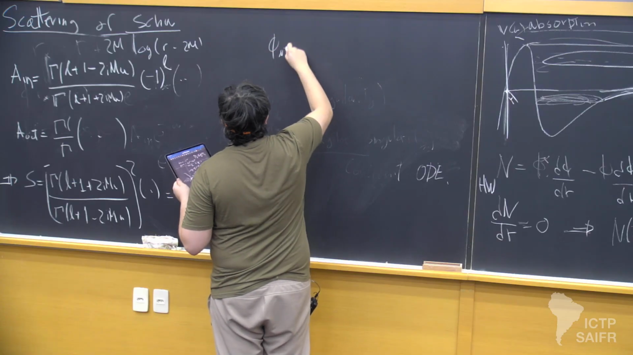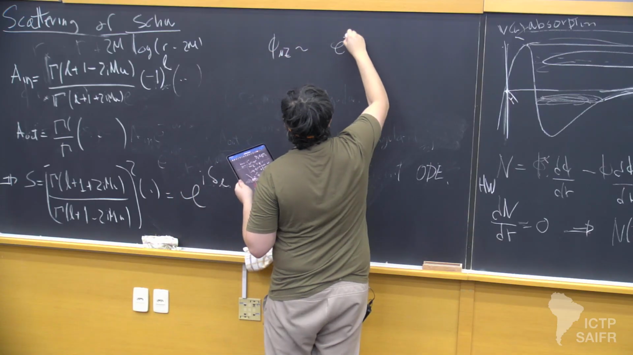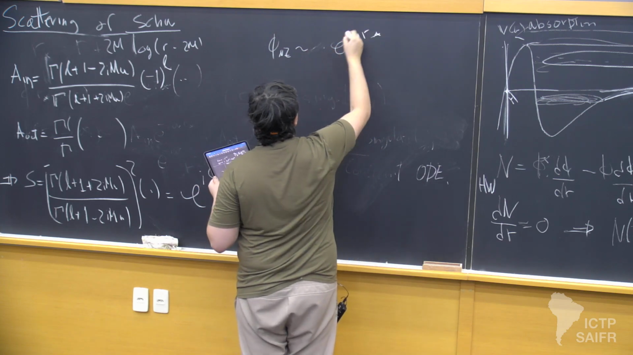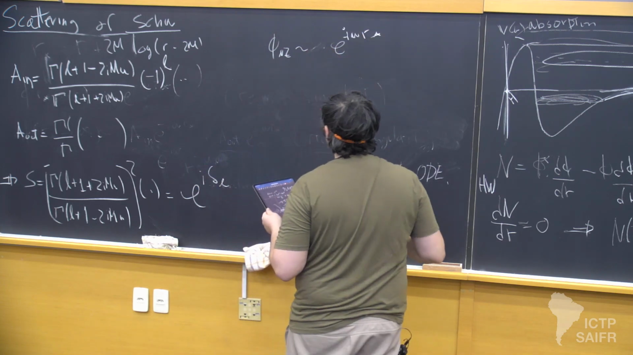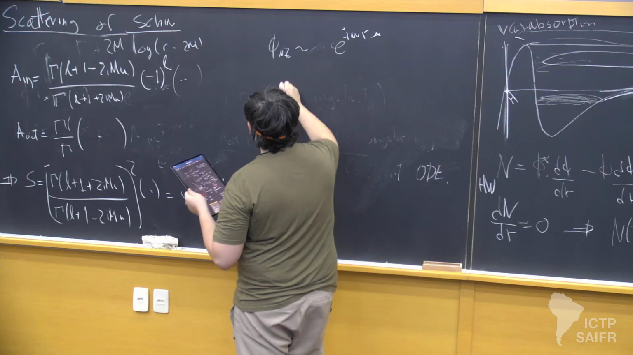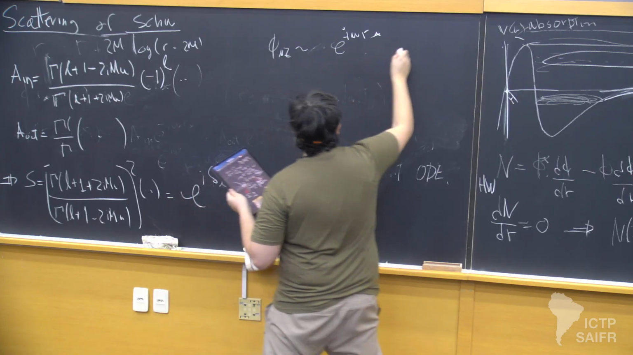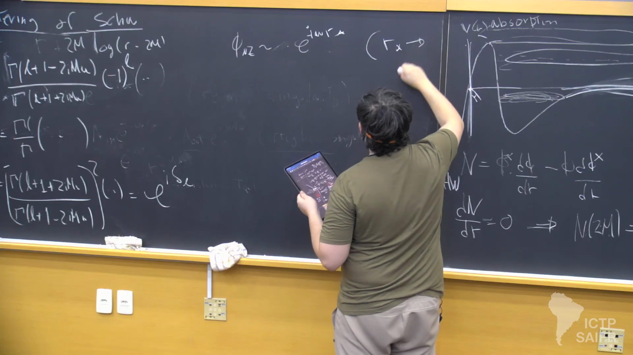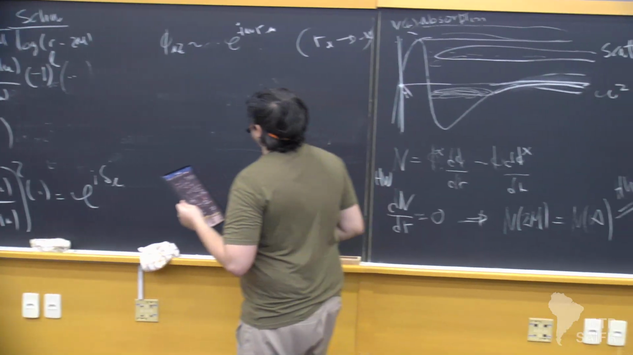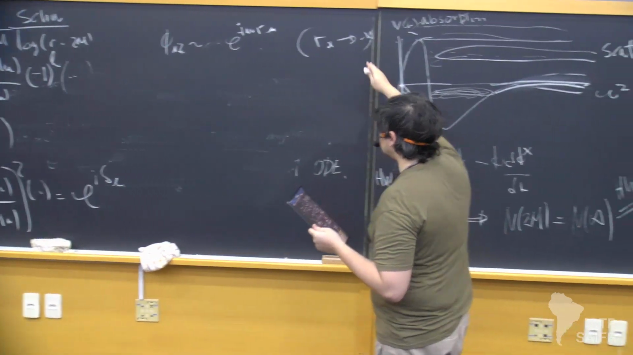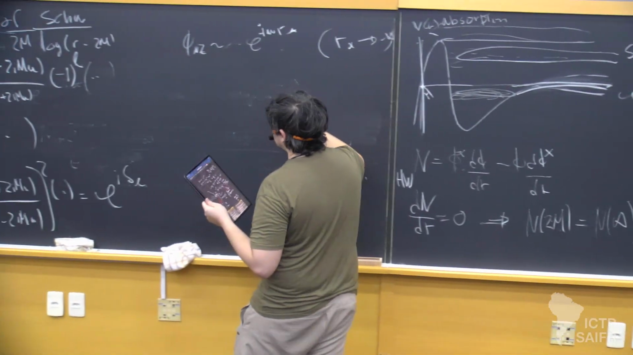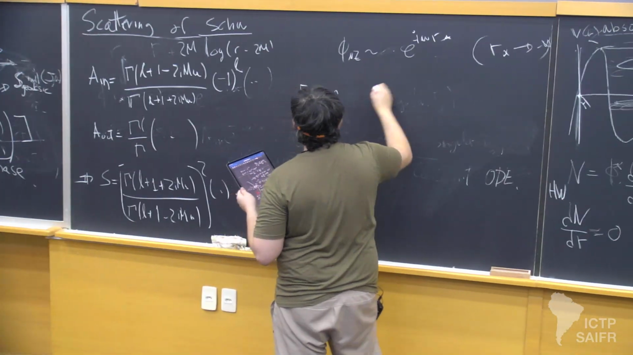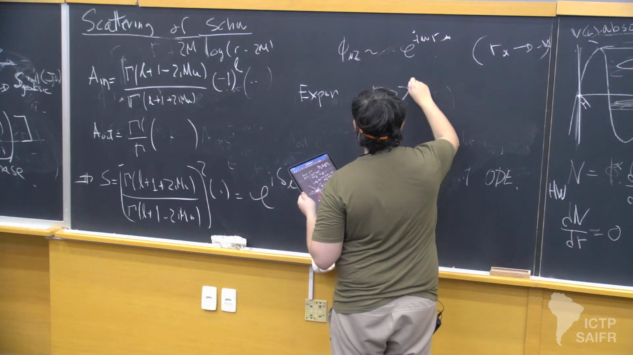There is an incoming wave, right? We normalize it by 1. It's a transmitted wave. And then we expand this equation. So this is at r very, very close to the horizon. But what we have to do then is to take this and expand it as r is very far from the horizon, right?